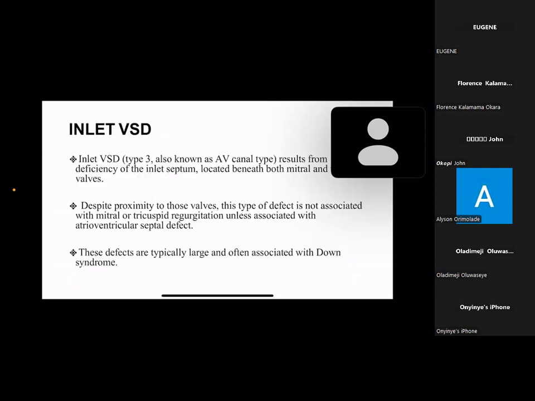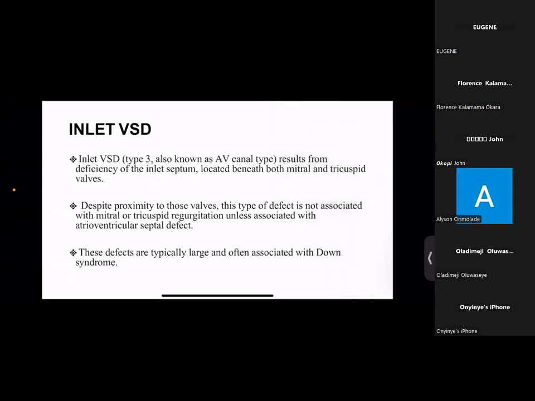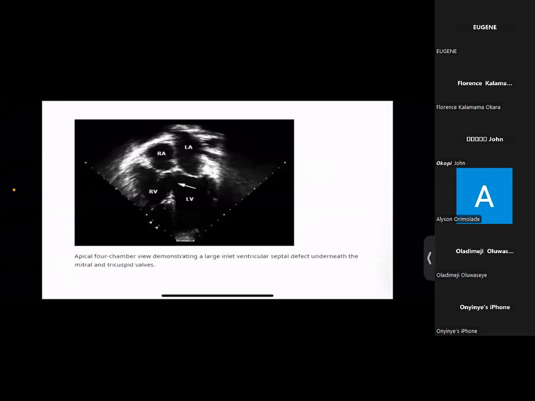The inlet VSD, which is a type 3 VSD, results from deficiency of the inlet septum located beneath both the mitral and tricuspid valve. This defect is typically large and often associated with Down syndrome. This is an apical 4-chamber view, though it's actually upside down, where you see the inlet VSD in between the right ventricle and the left ventricle.